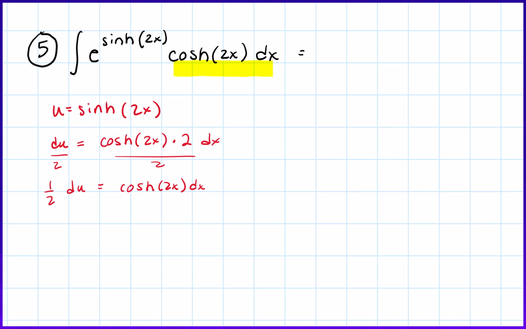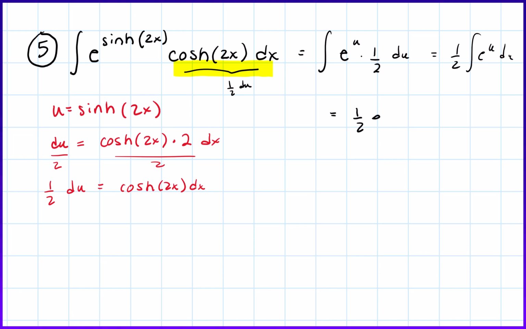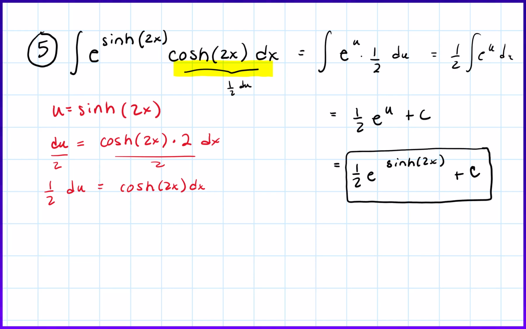Then I can make the substitutions. This becomes the integral of e to the u times 1/2 du. So that's just 1/2 integral of e to the u du, and that becomes just 1/2 e to the u, plus our integration constant, and we plug our u, hyperbolic sine of 2x, back in, or we could say sinh. So remember, we call it hyperbolic sine, we can use the shorthand sinh, and hyperbolic cosine the shorthand cosh.